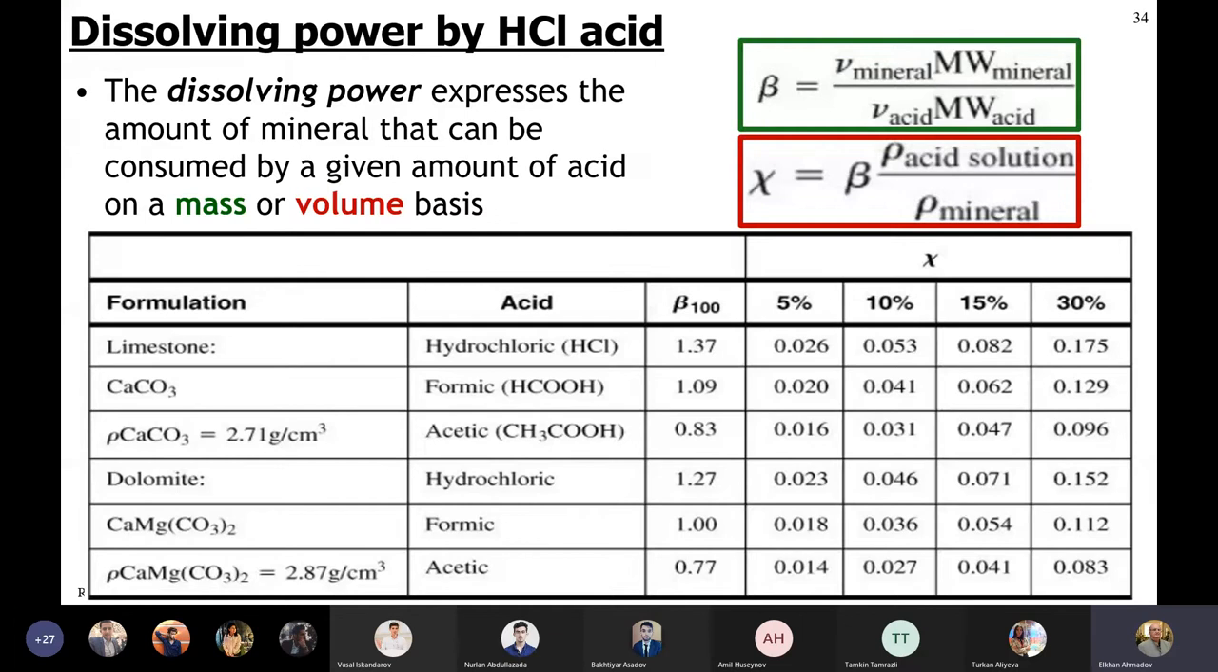So here is the mass basis, and this is the volume-based formulation. And here you can see the minerals and their dissolving part, and the acid with the dissolving power at different concentrations. So it means 5% hydrochloric acid can dissolve this amount of limestone in mass unit, and so on.